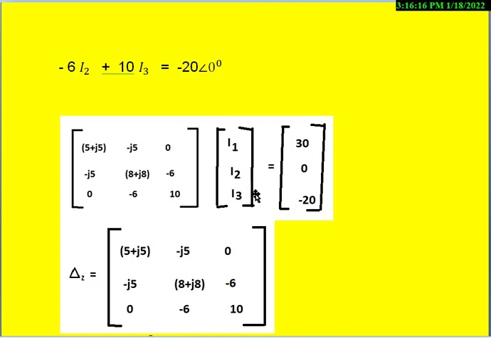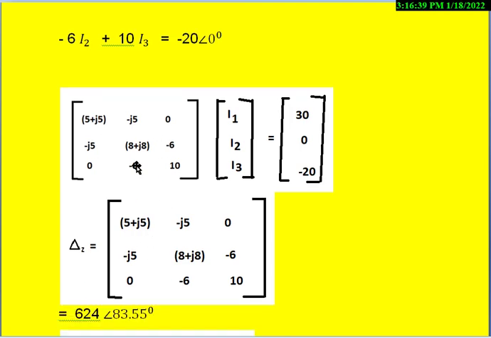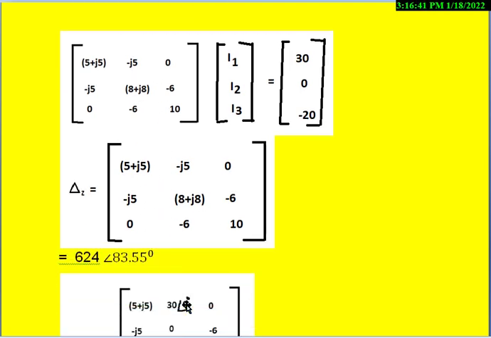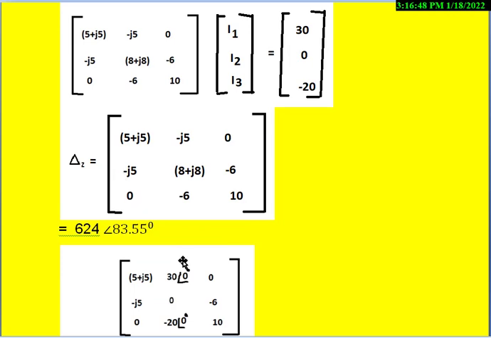So our desire is to calculate what is I2. So to get that I2, we have to replace this second column with the right hand side matrix and then divide that with the determinant, that means this original matrix. That original matrix we call delta Z. So when we calculate the determinant for this, we get 624 at an angle of 83.55 degrees. So having known this delta Z, we can calculate what is I2.